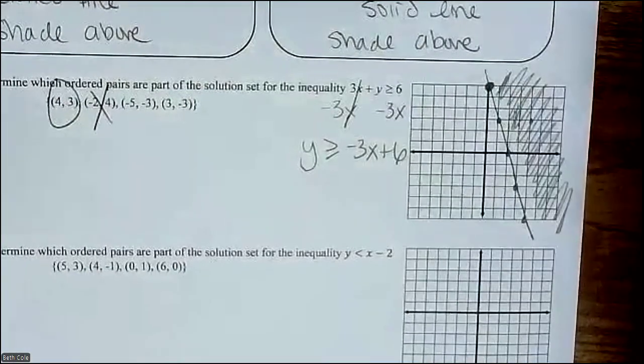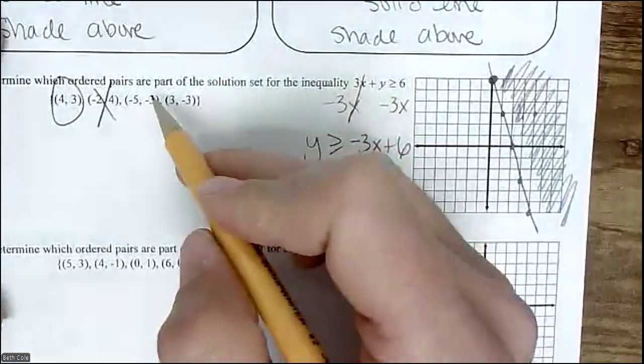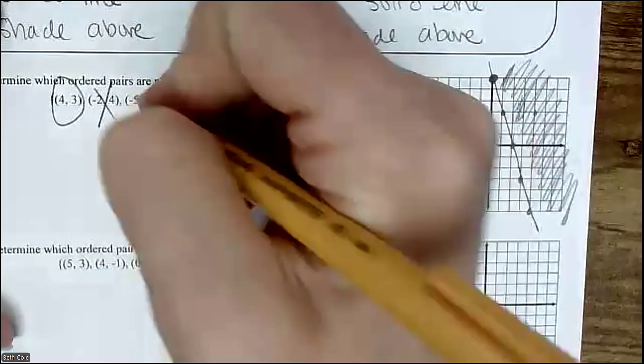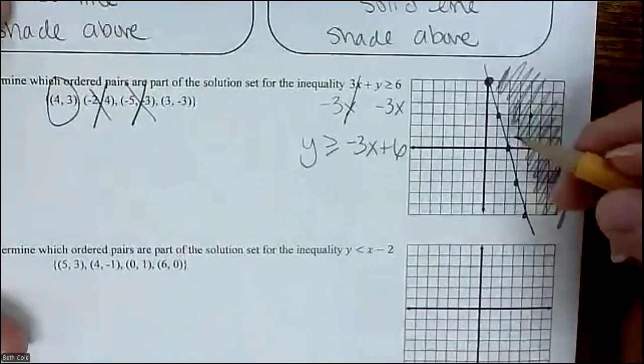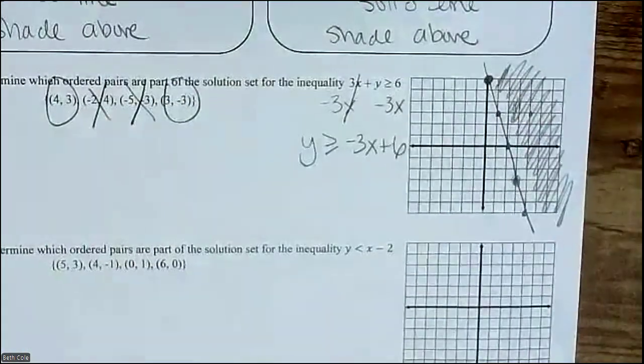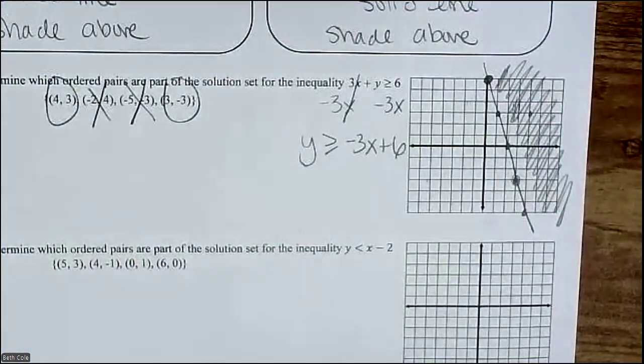I love this lesson. It's very straightforward and easy, and everybody usually gets it. It's very much yes or no. -5, -3 is going to be like down here. So no. And then 3, -3, that's this point right here. We are including that. If it was dotted, we would not include it.